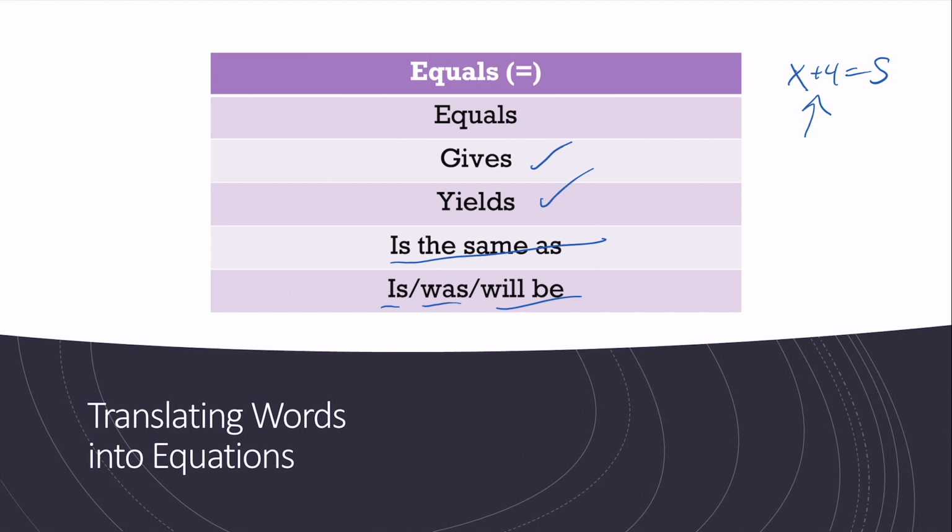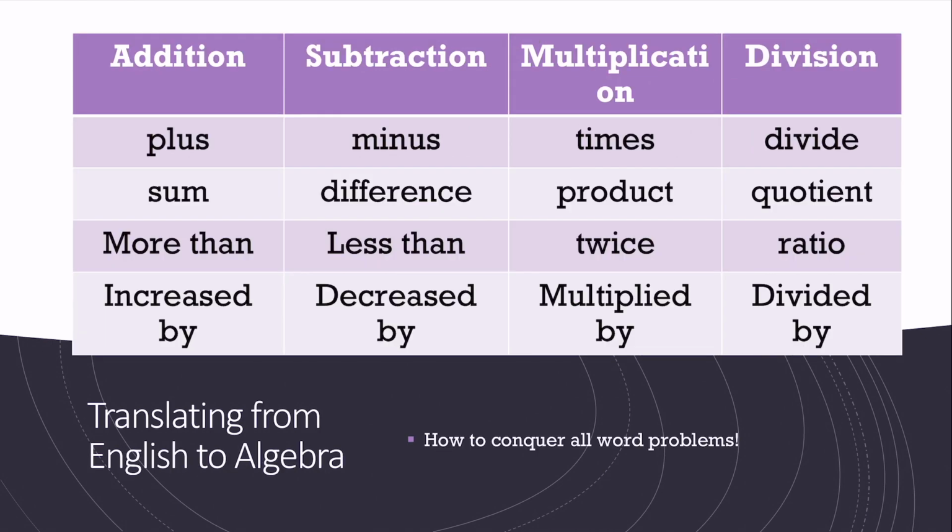There are words for our main operations of addition, subtraction, and multiplication, and division as well. So for addition, the one word that might be a sticking point for some is the word sum. Sum is another word for addition, as well as the others in this list, and you can fill out the table in your guided notes. For subtraction, we're looking for the difference. They might also say less than or is decreased by.